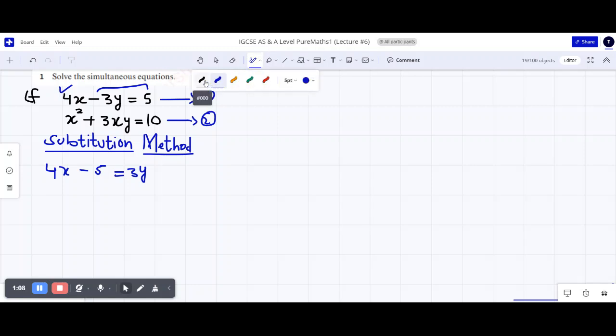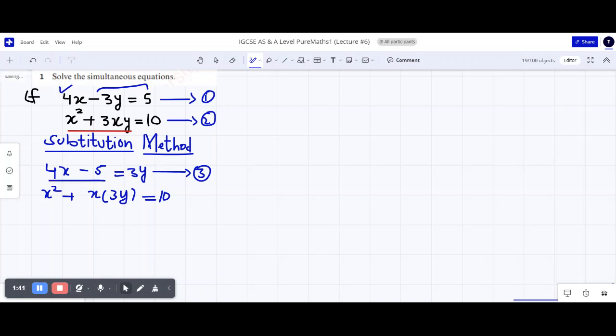I made this because the second equation has the 3y. I got this equation 3. Now the second equation has 3xy. I can write the x first, then the y. So let's have a look: it would be x squared plus x, and the 3y equals 10. That's why I made the changes according to the 3y. I got the value of 3y.